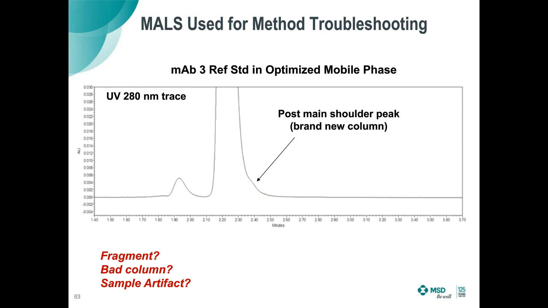So we can also use the MALS for method troubleshooting during method implementation. We had MAB3 as our reference standard throughout multiple runs, and an analyst identified a little shoulder that they never saw before on a brand new column. So the first thing they thought was, oh, my column's bad and I need to throw it out or discard it. Looking at the separation, we can see there's very good separation between the dimer and the monomer, so it was unlikely that the column was bad. So the question was, was it a fragment or a sample artifact, or was it some sort of carryover?